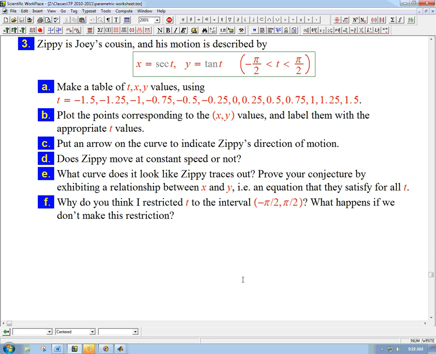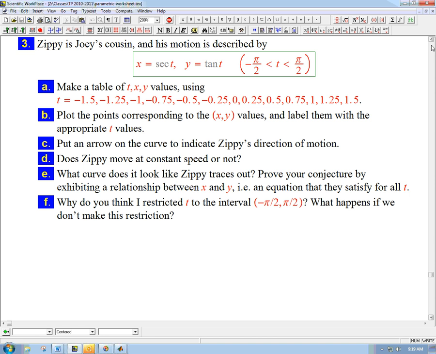Here's problem 3 from the worksheet that we were doing in class. A lot of people missed it. This is looking at a particular example of a parametric curve. Zippy is a bug, and his motion is described by x equals secant of t, y equals tangent of t.